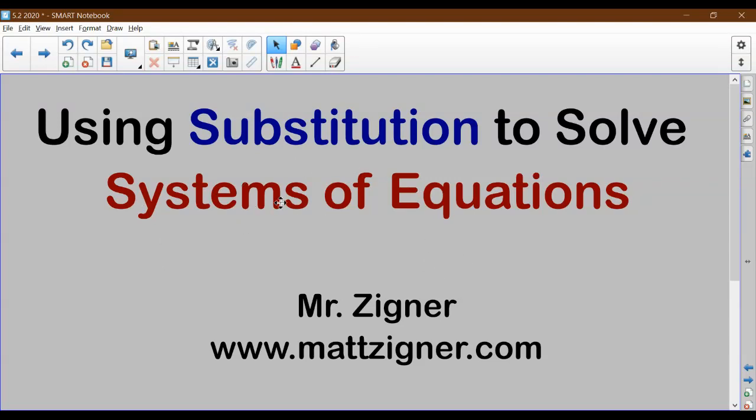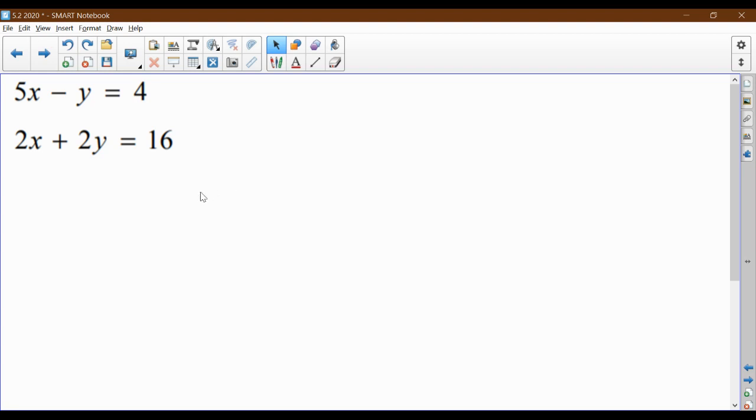Today we're going to be looking at using substitution to solve systems of equations. All right, let's get started. Today we're just going to look at one example. Now, here are our two equations, 5x minus y equals 4 and 2x plus 2y equals 16. Again, these are two linear equations. If we got out some graph paper and drew a couple of lines, these two equations will cross each other at a particular ordered pair. But we're going to solve what that ordered pair is without getting the graph paper out. That's what this method, substitution, is all about. And here we go.